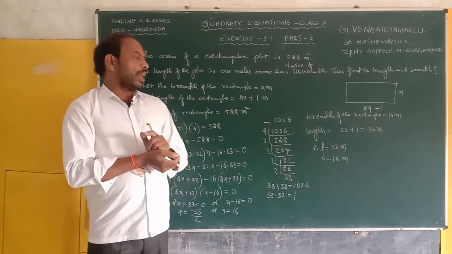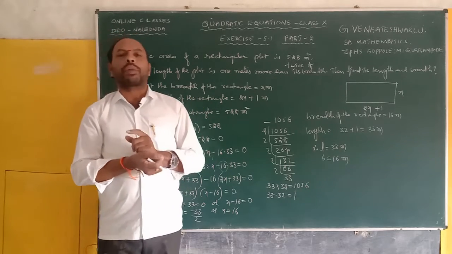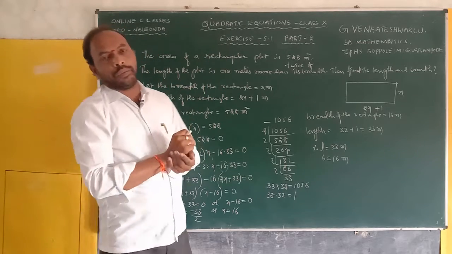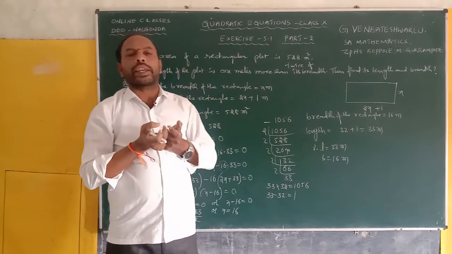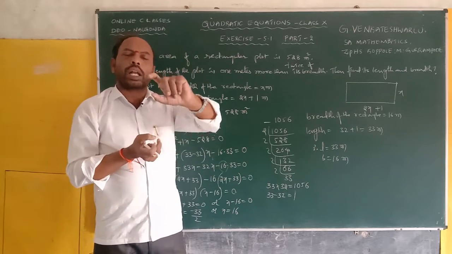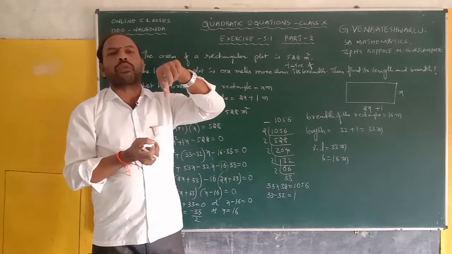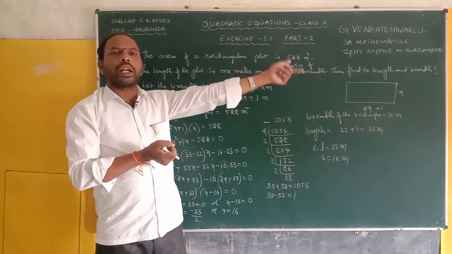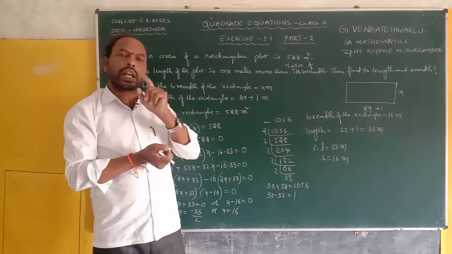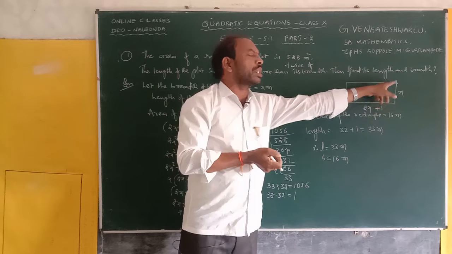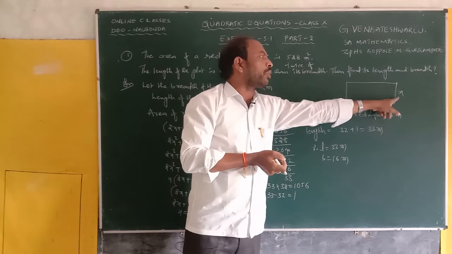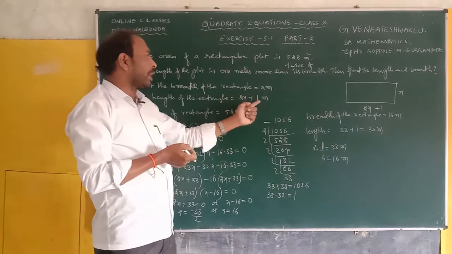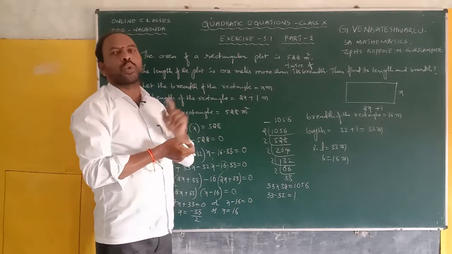Once again, look here. Please children, listen carefully. What is given in the problem? First of all, in a rectangle, the length of the rectangle is 1 meter more than twice its breadth. So breadth is an independent term, and length is depending on its breadth. That's why breadth is taken as x, the unknown value which is the subject. Length is 1 meter more than twice its breadth, that is 2x plus 1.